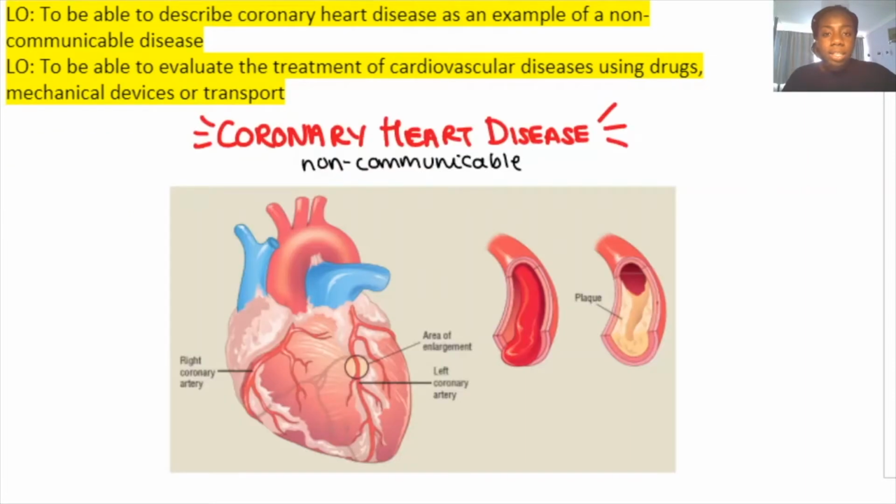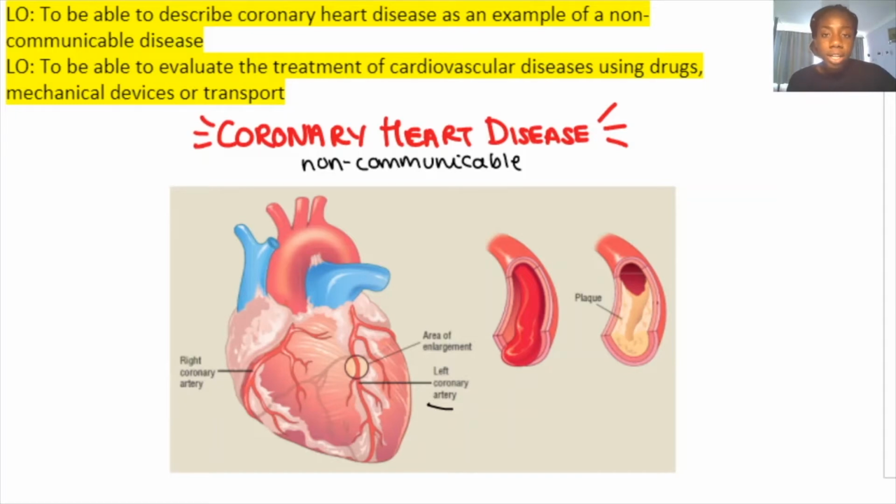A really common example of a cardiovascular condition and a non-communicable disease is coronary heart disease. So in order to understand this illness, we have to understand the function of coronary arteries. So we can see on the diagram on the screen a few of the coronary arteries which supply the heart. So for example, we've got the left coronary artery labelled here. So these arteries essentially supply the heart muscle with all the nutrients and oxygen that it needs to survive and to contract to transport blood around the body.